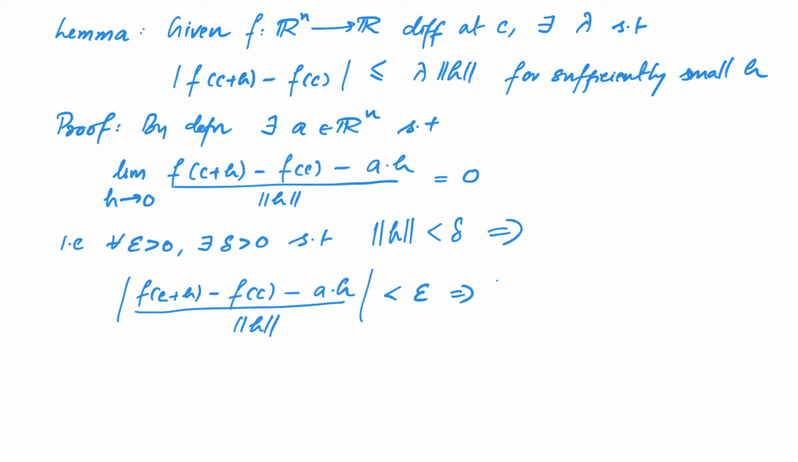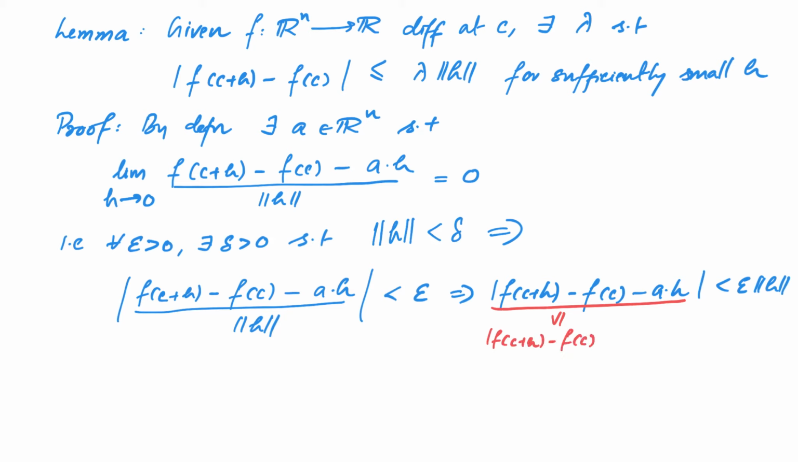As norm h is positive, we can take it outside the modulus and, by multiplying norm h on both sides, we get that modulus of f of c plus h minus f of c minus a dot h is less than epsilon times norm h. Now, using a familiar variant of the triangle inequality, namely mod a minus mod b is less than or equal to mod of a minus b, we can simplify this further. We have mod of f of c plus h minus f of c is less than or equal to mod of a dot h plus epsilon times norm h.